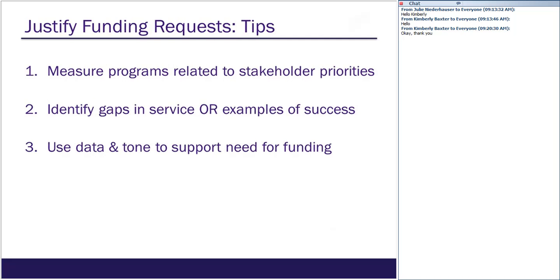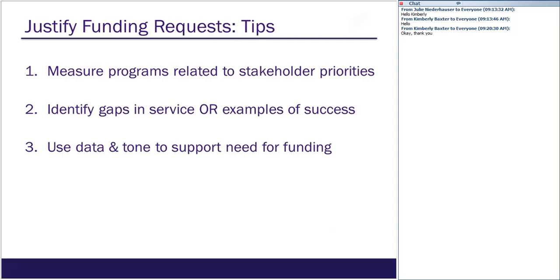Here are 3 tips to remember when you look to justify funding requests with outcome measurement data. So think about what the stakeholder priorities are. This ties back to when you select a survey. The more you're able to align your measurement with stakeholder or funder priorities, the easier it will be for the data to justify funding. Think about the gaps in service, or you might have a successful story to tell.